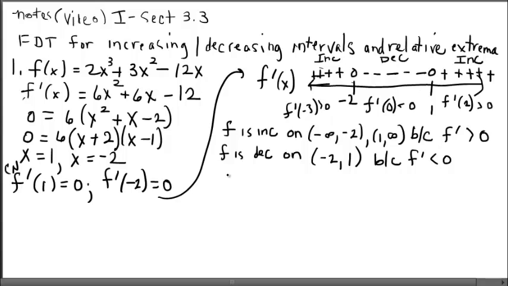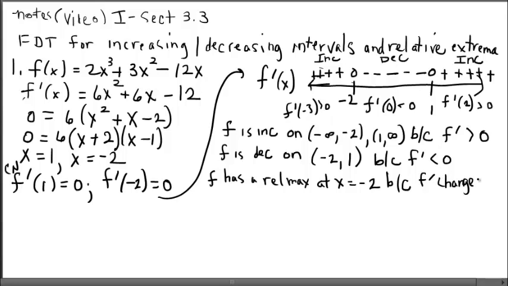All right, and one more thing we want to consider is, do we have any relative extrema? Well, as you work your way from left to right, we can clearly see that we're going to have a maximum at x equals -2 and a minimum at x equals 1. So f has a relative max at x equals -2 because f prime, the slopes, change from positive to negative.